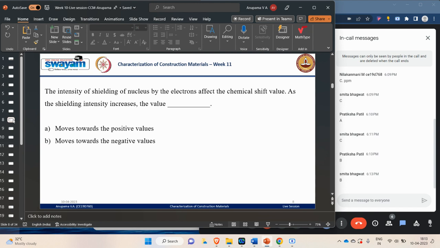Okay, so I've received two responses. Let's look into the correct answer. Yeah, the correct answer is B. So as the shielding with the electrons increases, the chemical shift value becomes more negative.